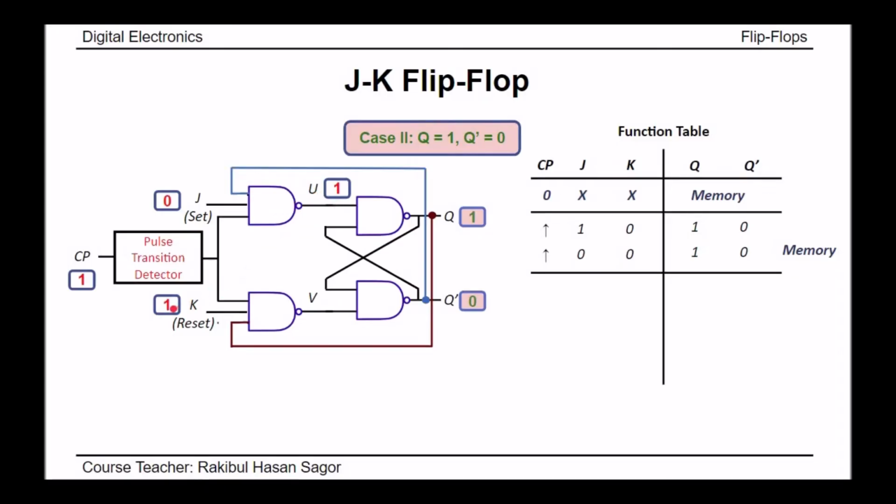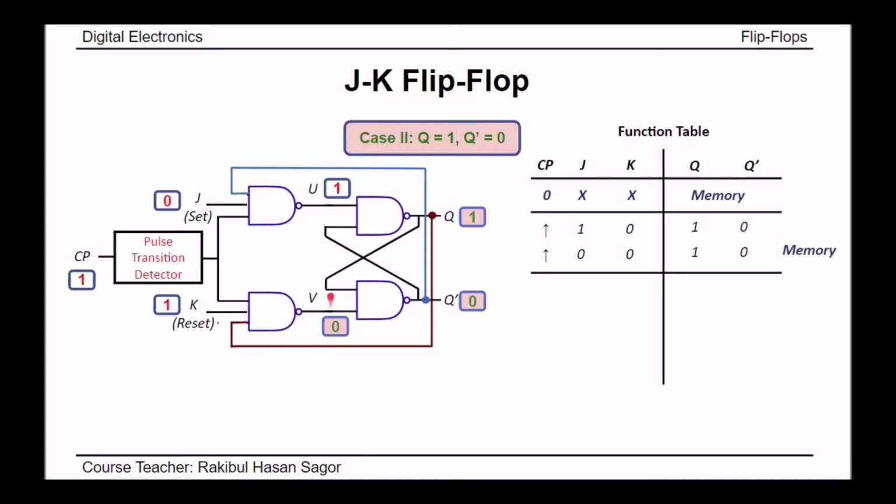But here k equal to 1, clock pulse equal to 1. Now we need to see what was the previous output. The previous output will come from Q. Q is 1, so this 1 will appear here. So we have 1 1 1, so the output of V will be 0.